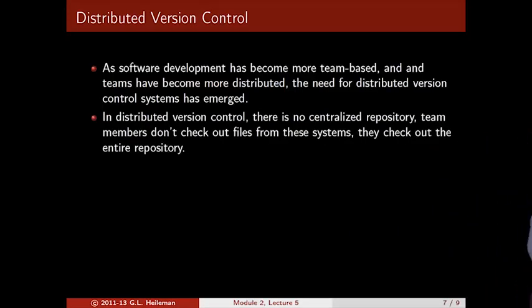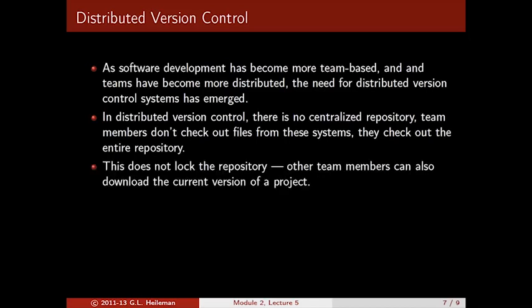In distributed version control, there's no centralized repository. The team members don't check out files like we just saw in the centralized system. They check out the entire repository. So the repository is not locked like I showed in the centralized case, and other team members can download the current version and work on it.